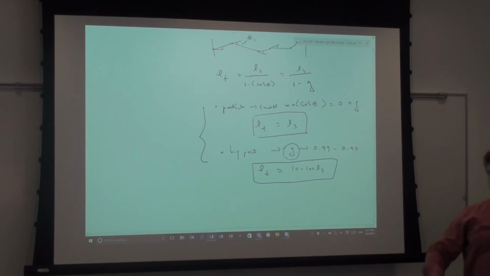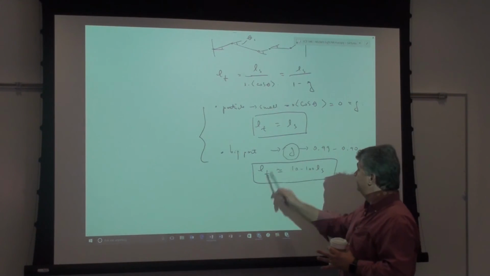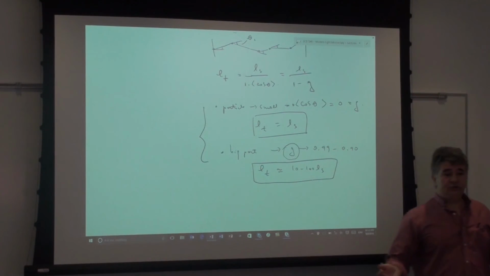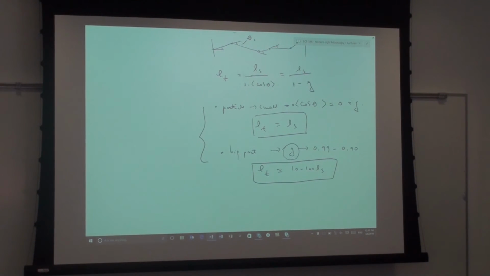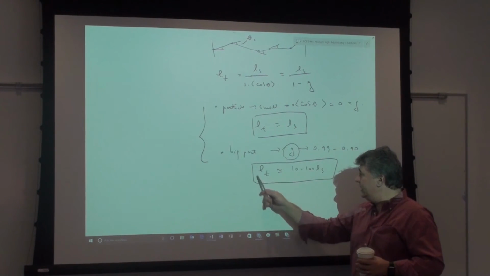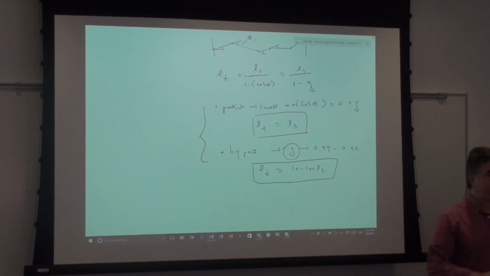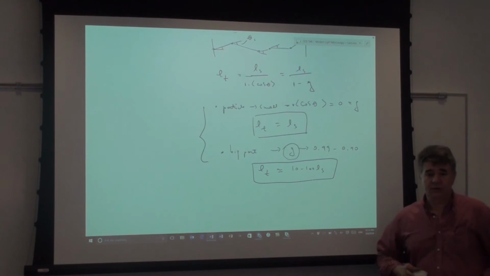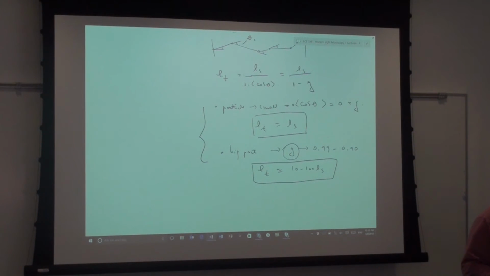But there's a hard limit at LT at which there's nothing I can do. And we're going to study that when we get to optical coherence tomography, for example. LT is the ultimate limit. Cannot go beyond that. Okay?